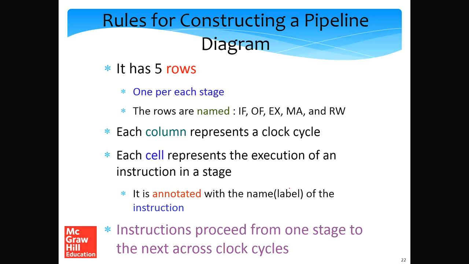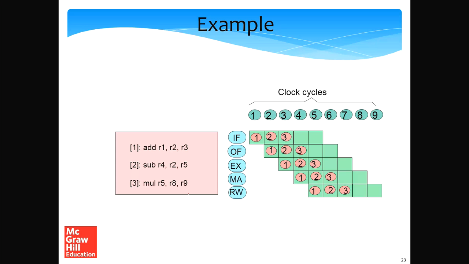So what are the rules for constructing a pipeline diagram? Again explained textually, it has 5 rows, 1 per each stage. The rows are named by the stage. Each column represents a clock cycle, and each cell represents the execution of an instruction in a stage. It is annotated with the name or the label of the instruction, and instructions proceed from one stage to the other across consecutive clock cycles. So let us take a look at one more example.